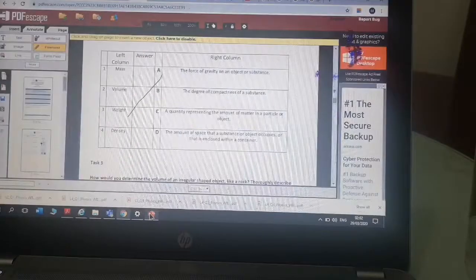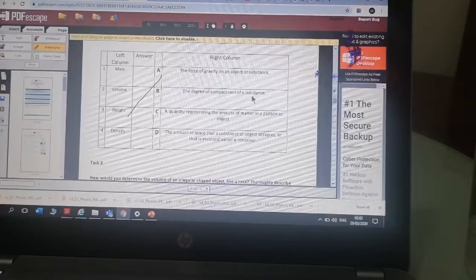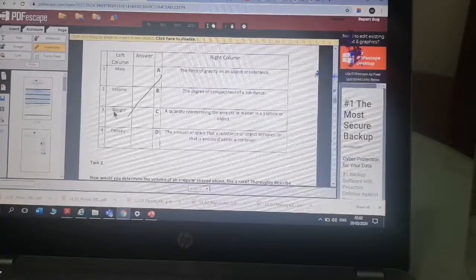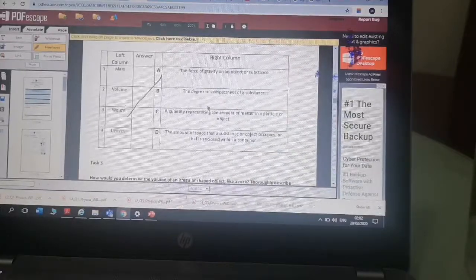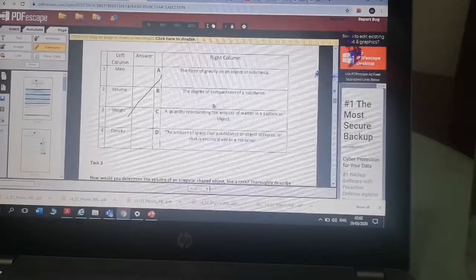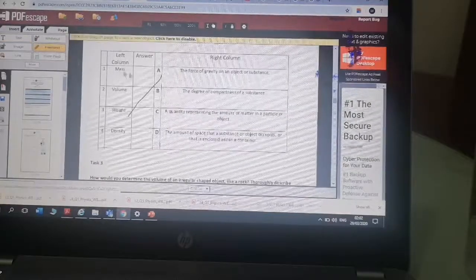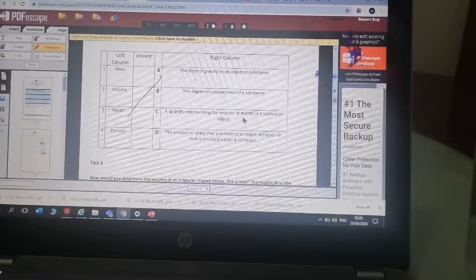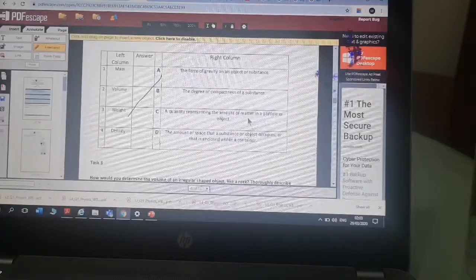Is a force. Okay. The degree of compactness of a substance. Not really sure what that one is. I've not heard that word before. Compactness. I have. I'm just talking as if you are doing it, right? A quantity representing the amount of matter in a particle. Matter, the amount of matter, the amount of stuff.